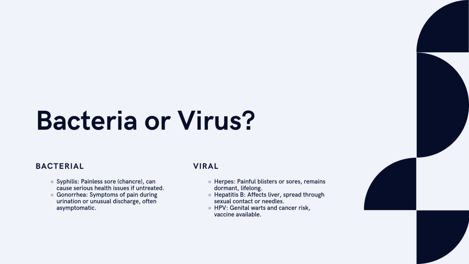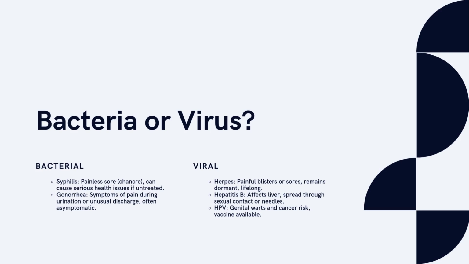So first up, we have bacterial STIs, and these are infections caused by bacteria. Tiny, single-celled organisms that can thrive in our bodies under the right conditions. Two of the most common bacterial STIs are syphilis and gonorrhea. Syphilis is a tricky one.